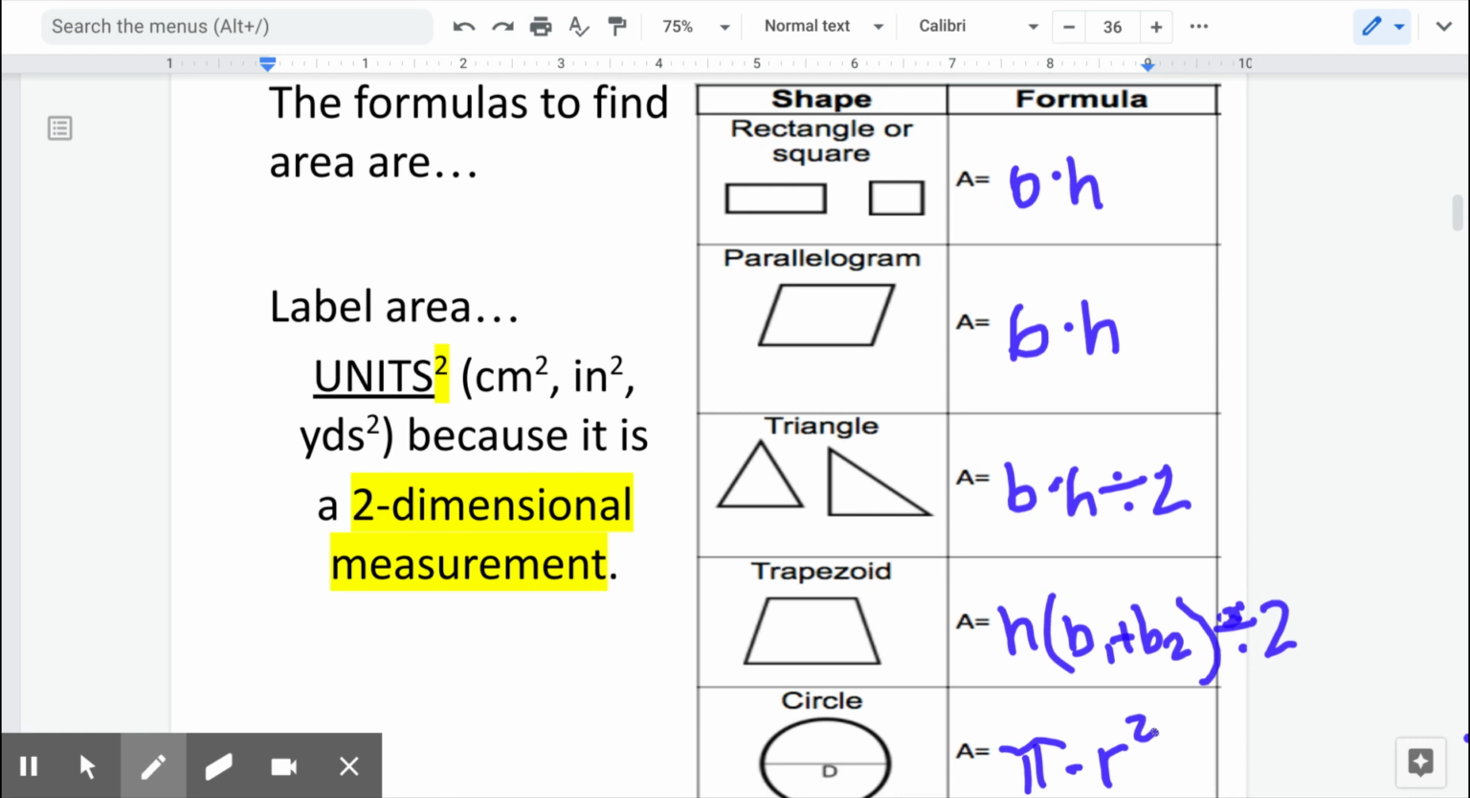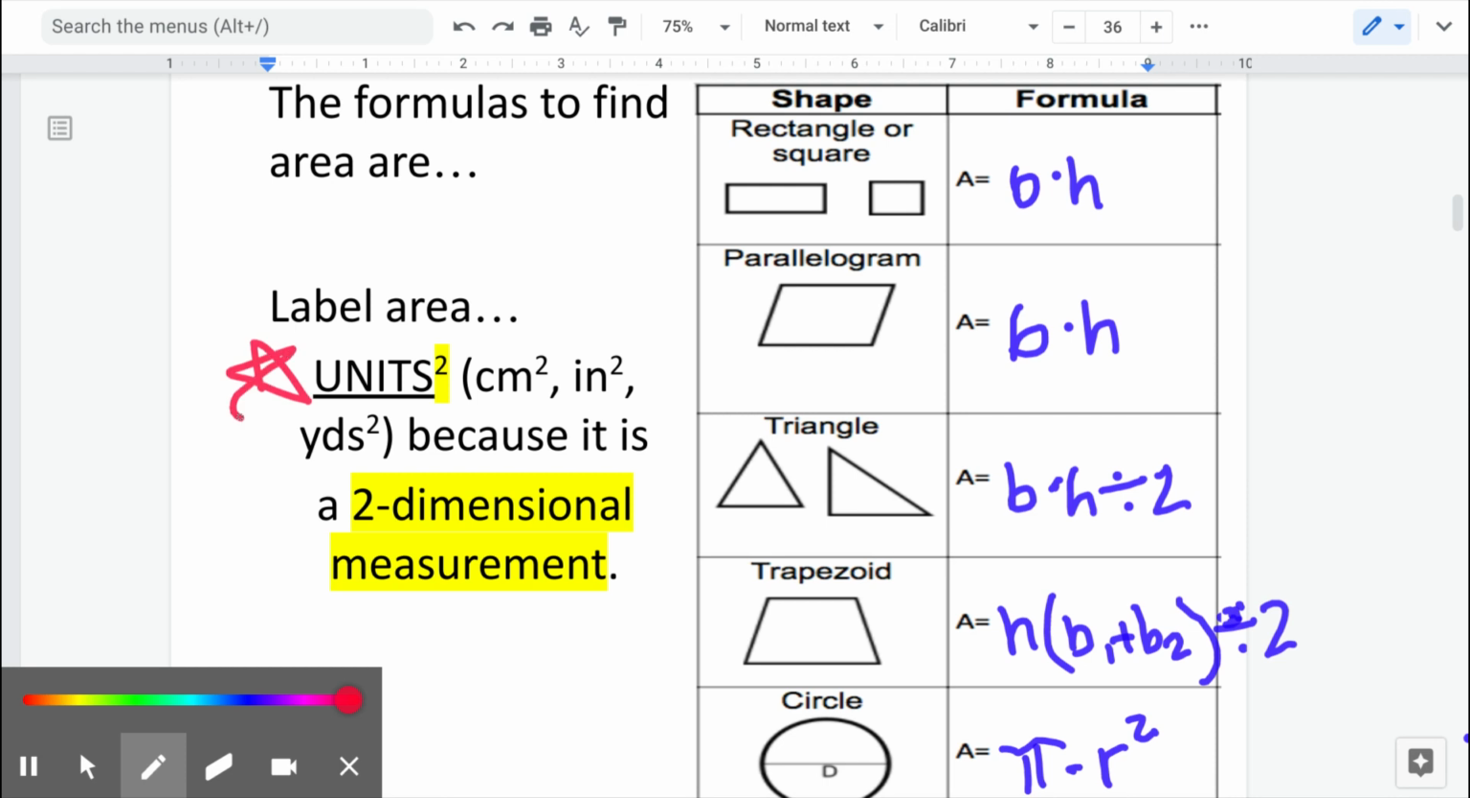They'll be used throughout today and tomorrow, and really all of this chapter. Our label for area is always units squared. So centimeters squared, inches squared, yards squared. And we square it because it is a 2-dimensional measurement. So whatever your unit is, miles, feet, inches, centimeters, make sure you put a little floating 2 next to your label.